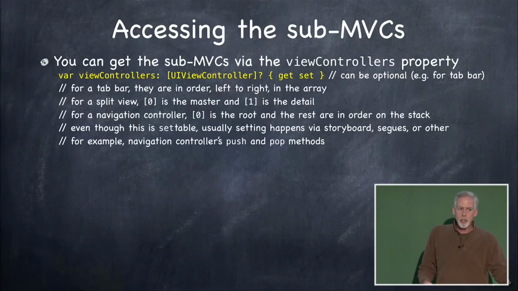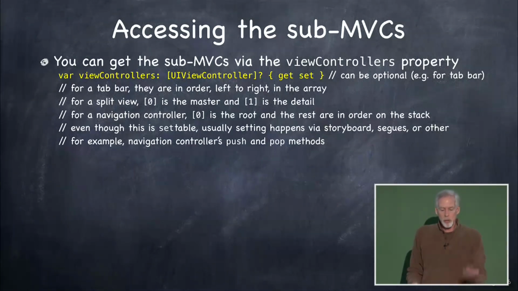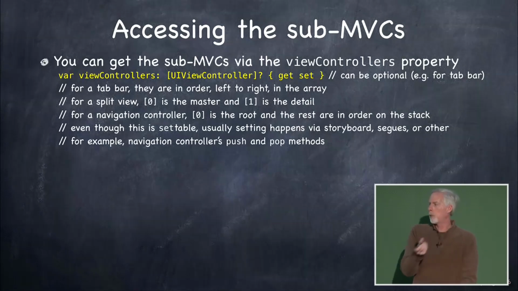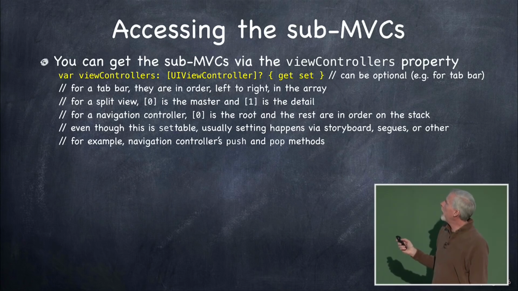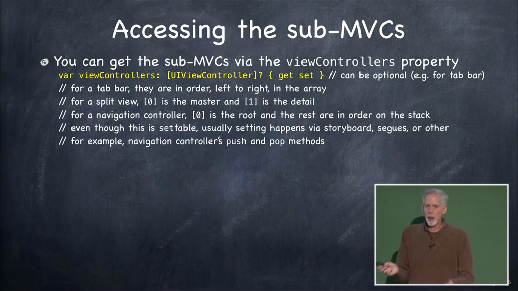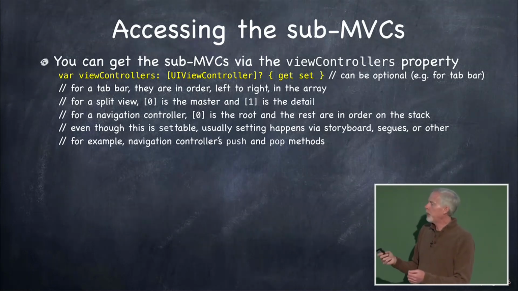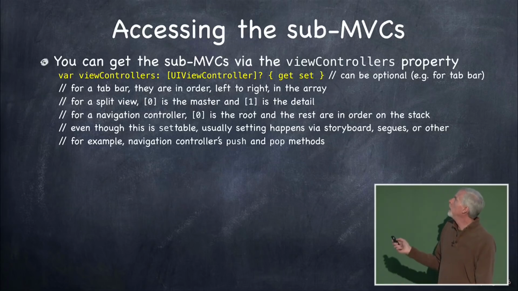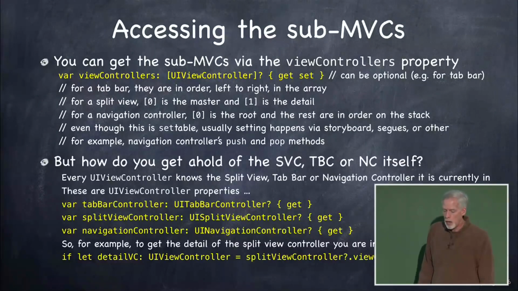For a split view, 0 in this array is the master and 1 is the detail. And for a navigation controller, 0 is the bottom card and 1, 2, 3, 4, 5, 6, 7 is going up the stack. So the one that's visible would be the last one in this array. Got it? Notice this is settable. It's get and set, but we usually don't set our view controllers this way. Like split view, we usually wire it up in our storyboard. In navigation controller, we're usually navigating to those other MVCs, and tab bar we also set up in our storyboard. So it is settable, but usually we're getting them.